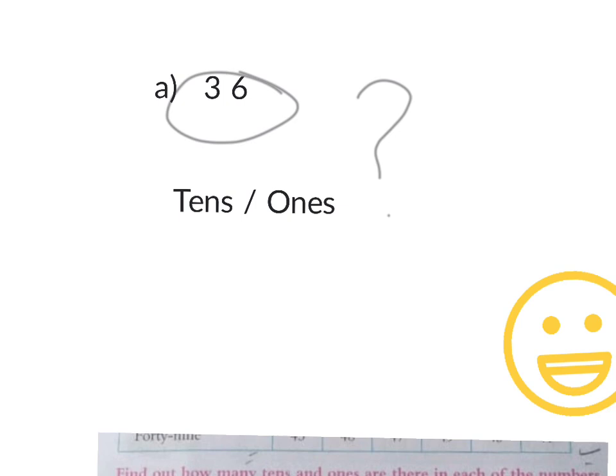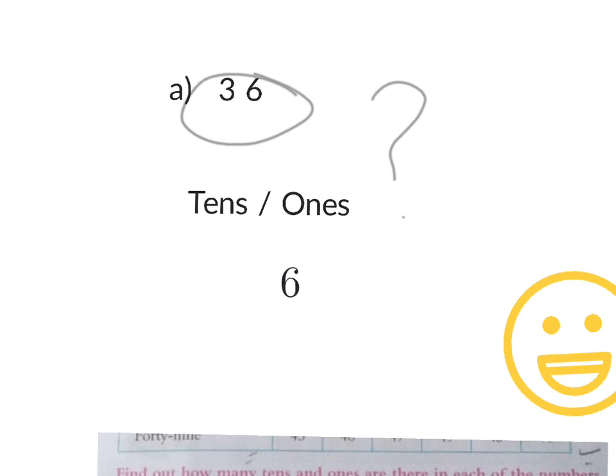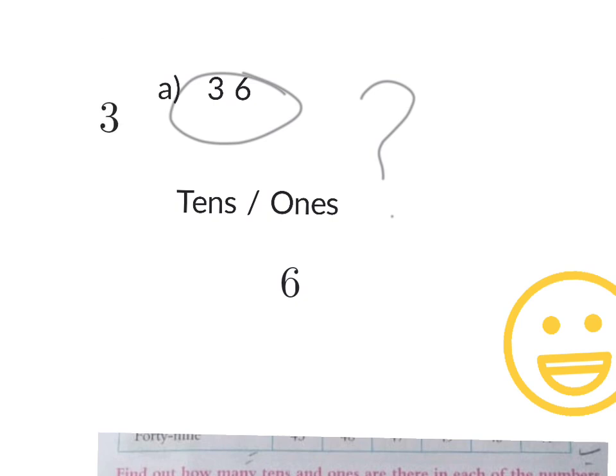First, we will see its place. Dear students, as you know, 6 comes at ones place and 3 comes at tens place. So here we have 3 tens and 6 ones. In this two-digit number 36, we have 3 tens and 6 ones.